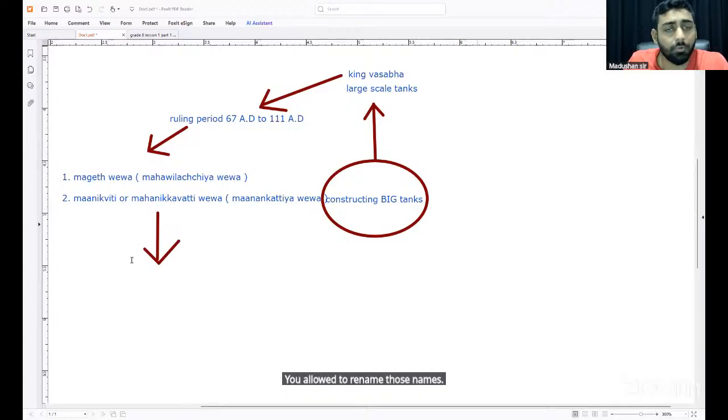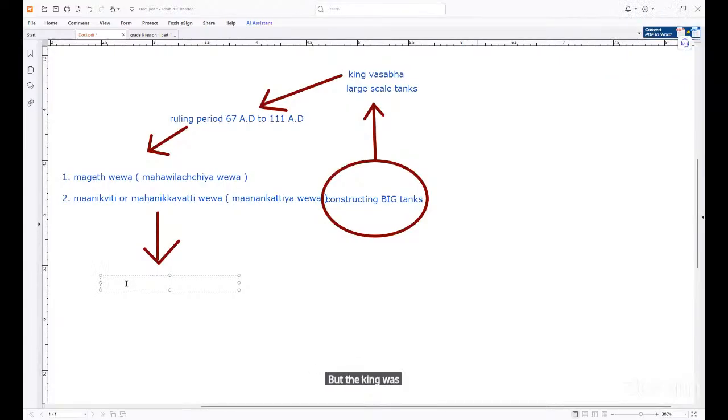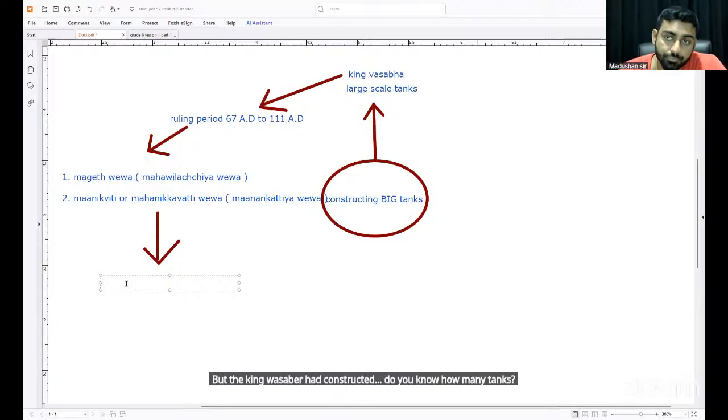Magit Weber, Manik Witi Weber, constructed by King Vasabha. The King Vasabha had constructed, do you know how many tanks? 11.